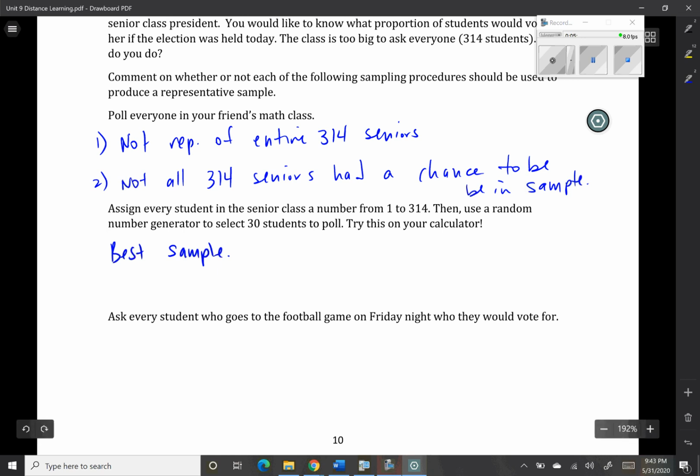It even says try this on your calculator. There is a random number generator tool on your calculator. I use it in class all the time to call on you guys. We also can just Google random number generator, and there's a bunch of apps that pop up, and you could probably get something right on Google that'll randomly select numbers. It is the best way to take a sample of a large number of people or students or whatever you're taking a sample of. This is the one that your campaign manager should go with.